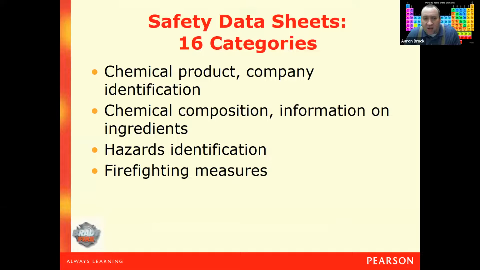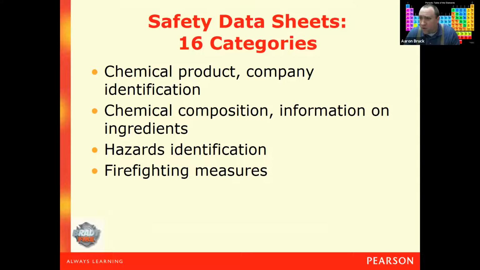So starting at the top, a safety data sheet is going to have a chemical product name and who manufactured it. So every chemical product that is available in industry is made somewhere. The safety data sheet is going to tell you where it was made, by which manufacturer. It's also going to tell you the chemical composition and what ingredients are present.